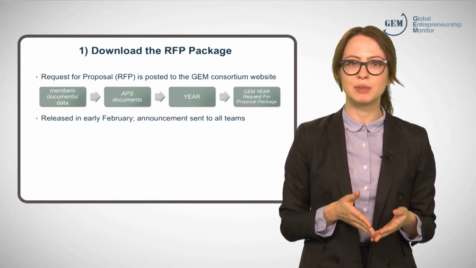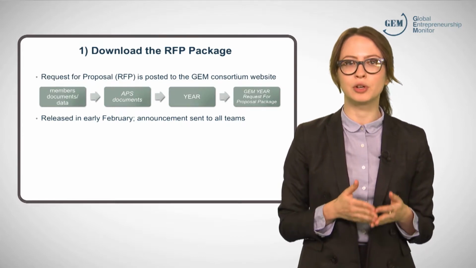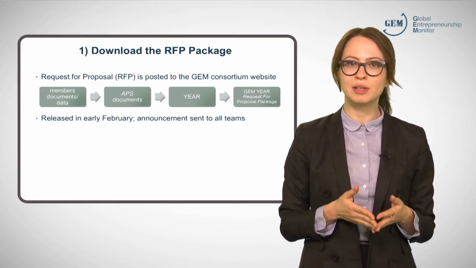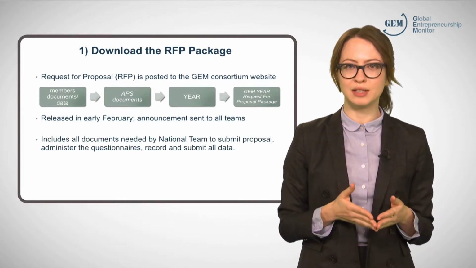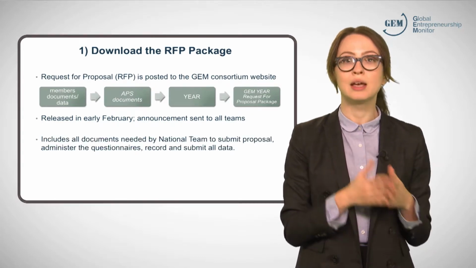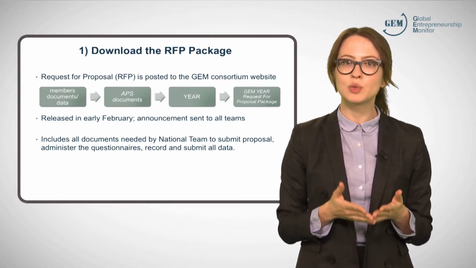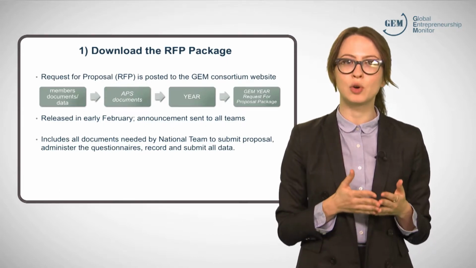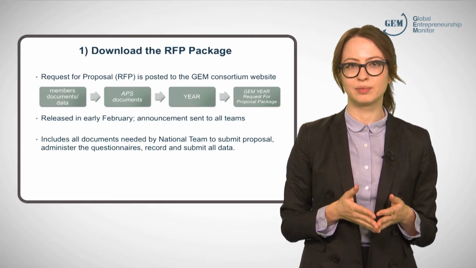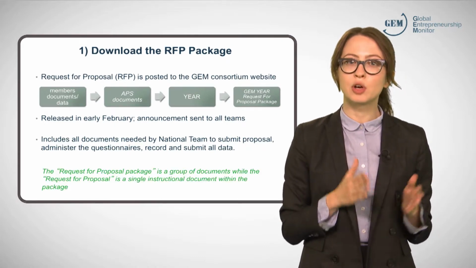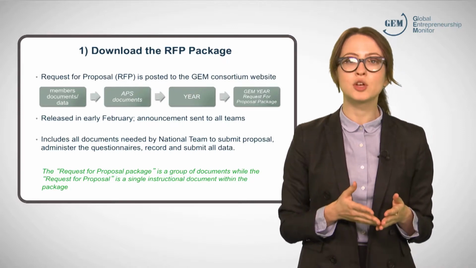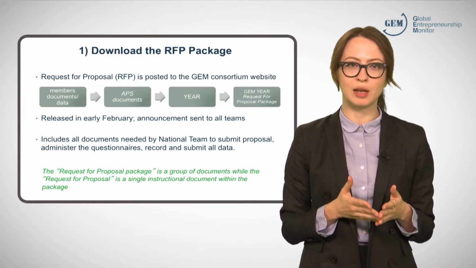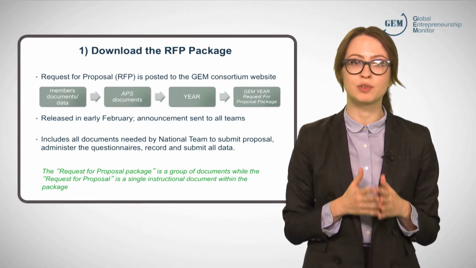This package of documents is released every year, usually in early February, and an email is sent to all teams when it is available. It includes all the files needed to submit both the APS and NES proposals, as well as to administer the surveys and record and submit the data. Please note that while the Request for Proposal package refers to a group of documents, there is also a single document within this package which is called the Request for Proposal.